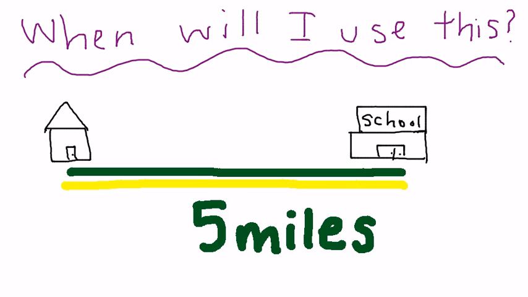So my car has started and stopped at the same point. It started at my house and it ended at my house. But did I drive 0 miles or did I drive 10 miles? We know I drove 10 miles because I first drove 5 miles to school plus another 5 miles back home.